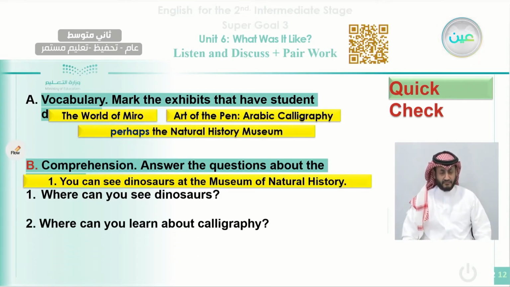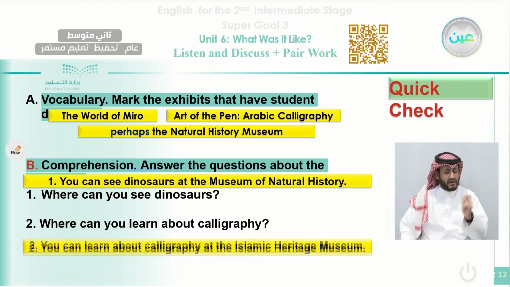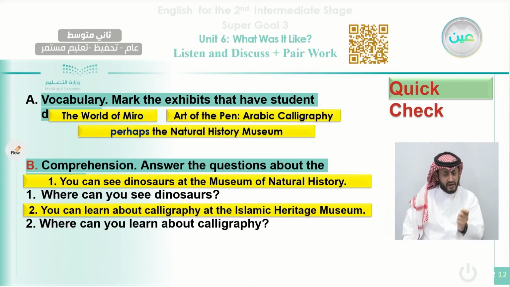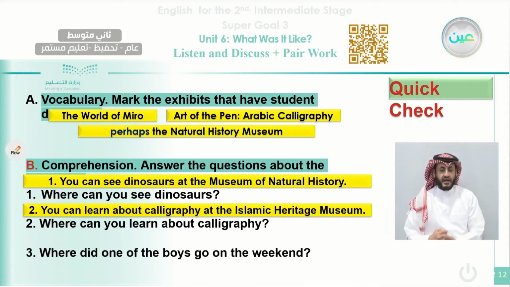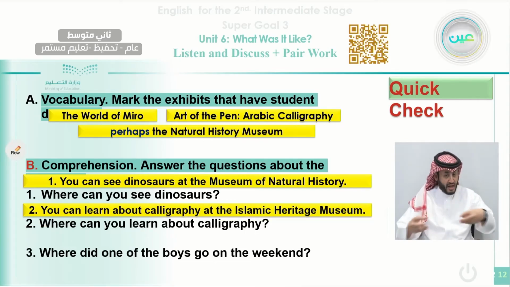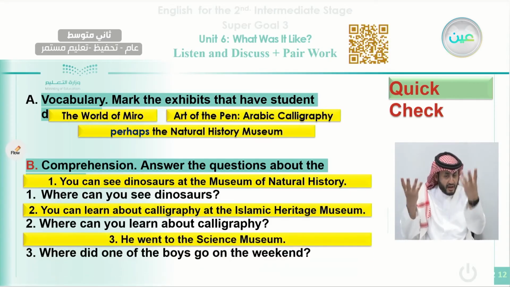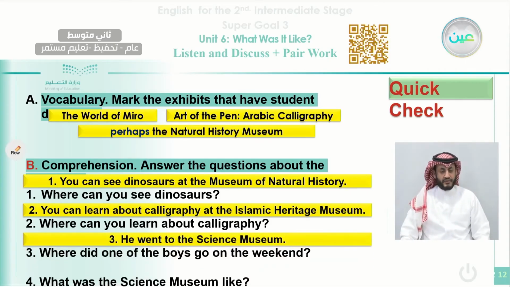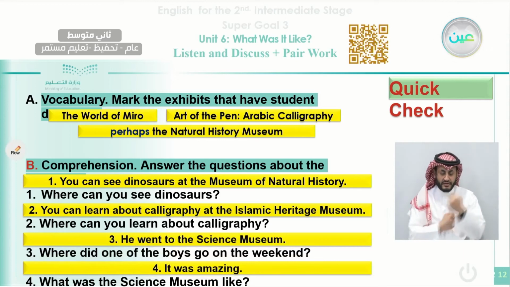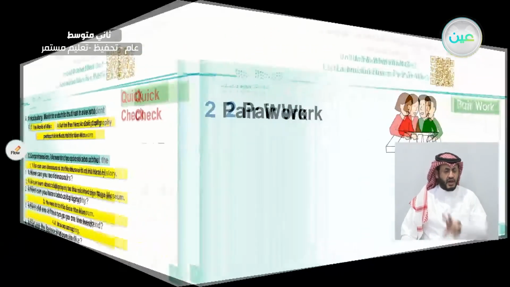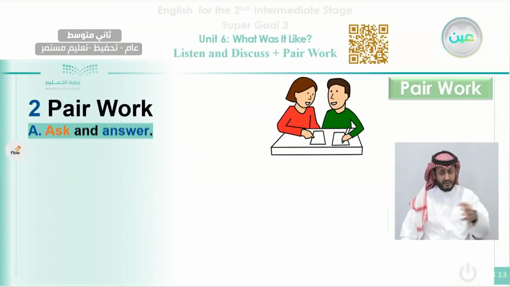Okay, number 2, where can you learn about calligraphy? You can learn about calligraphy in the Islamic Heritage Museum. Number 3, where did one of the boys go on the weekend? That was in the previous slide. He went to the Science Museum. And the last one, what was the Science Museum like? Okay, we will see this section, which is called pair work.